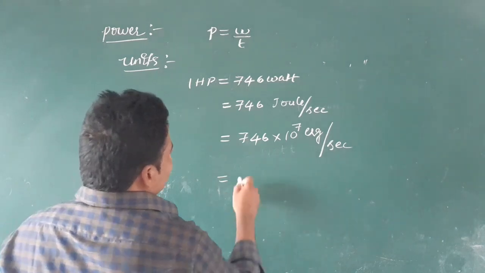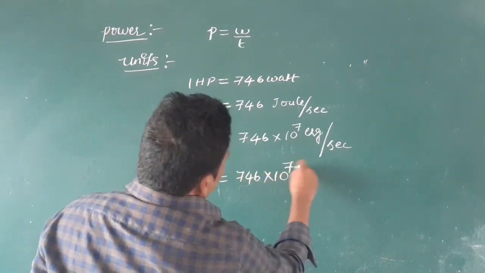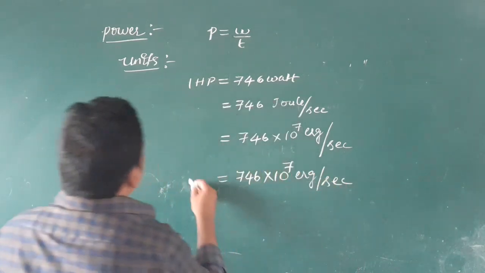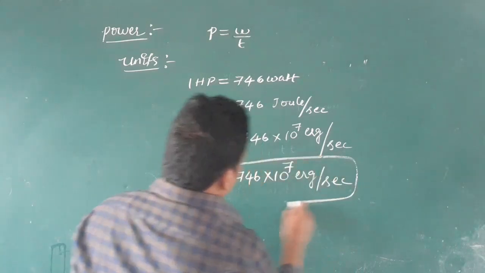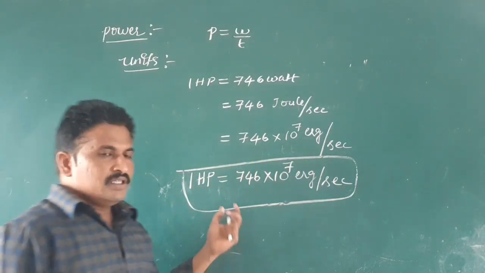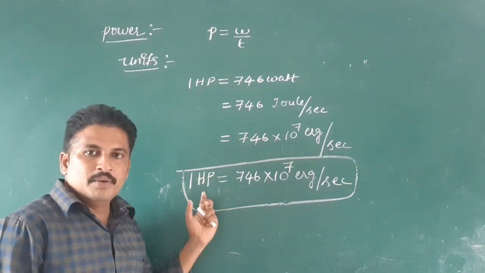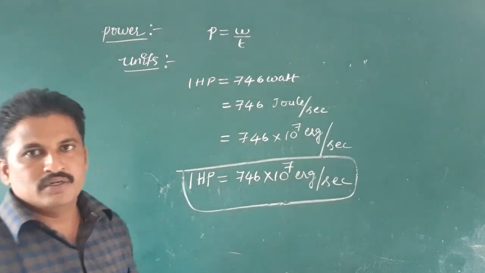Now we can write 746 into 10 power 7 erg per second is equal to 1 horsepower. This is also the relation between the FPS unit of power and the CGS unit of power, students. Okay.